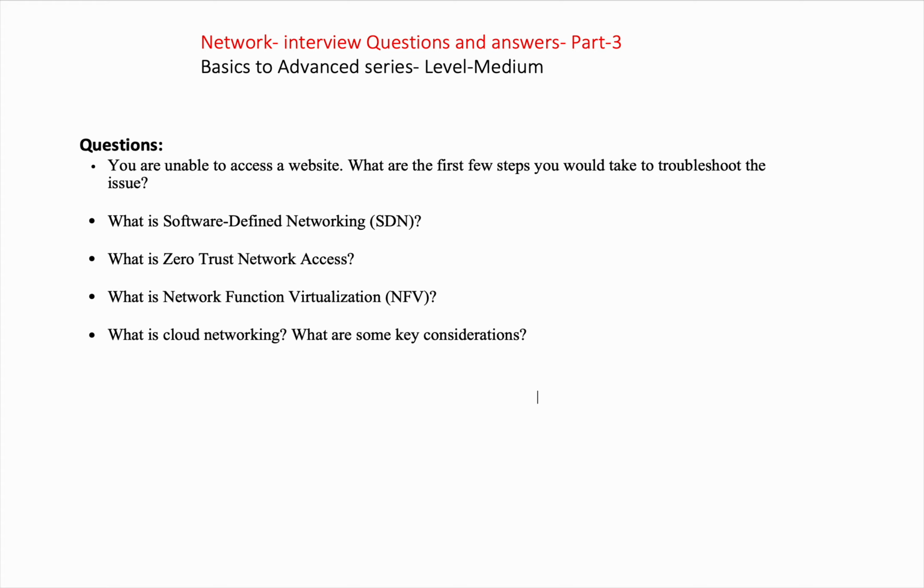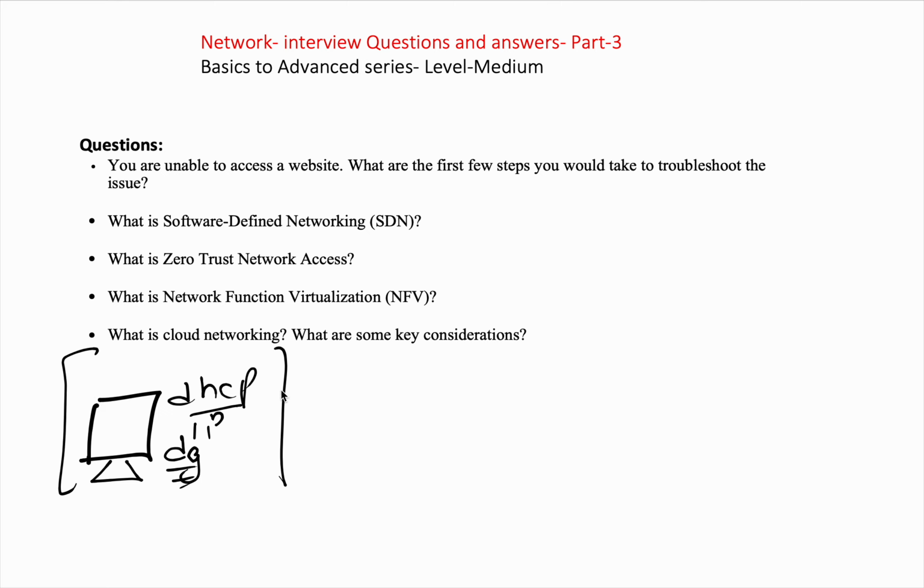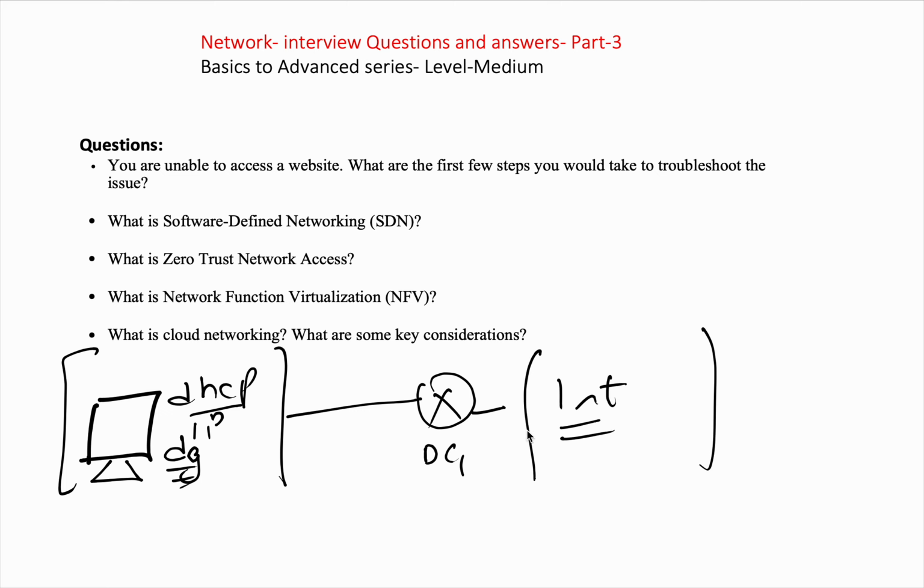So the first question is, you are unable to access a website. What are the first few steps you would take to troubleshoot? In this one, the first thing you would do is ask the interviewer if it is a new device or an old device. If it's a new device connected, then I will check from the start what exactly is wrong, if it's getting the correct DHCP server, the IP address, default gateway, everything is correct in that particular device or not. And then after that device, for example, this is the default gateway, and then we have the internet. Okay, simple setup.